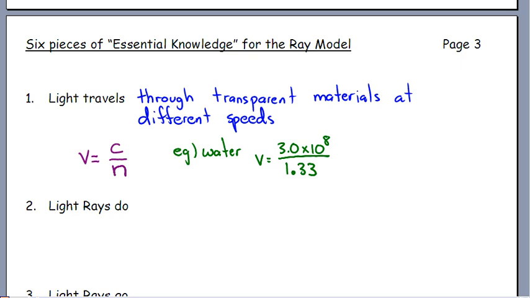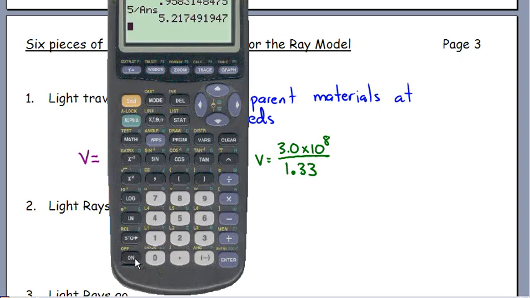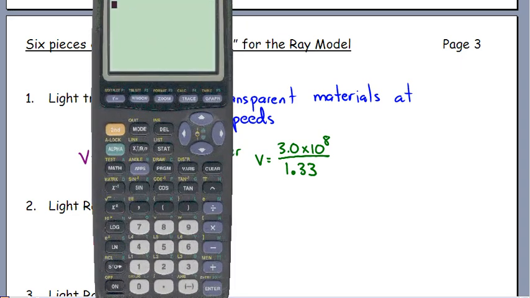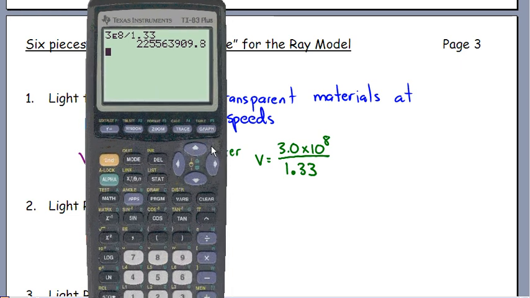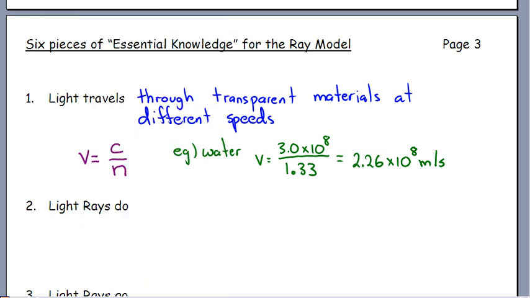And so then you can divide. You can sit there and go, okay, what does that work out to? Let's take a look here. So 3 times 10 to the 8 divided by 1.33 looks like we're talking about around 2.25 or 2.26 times 10 to the 8 meters per second. And so each material has its own index of refraction to talk about how much the light slows down.